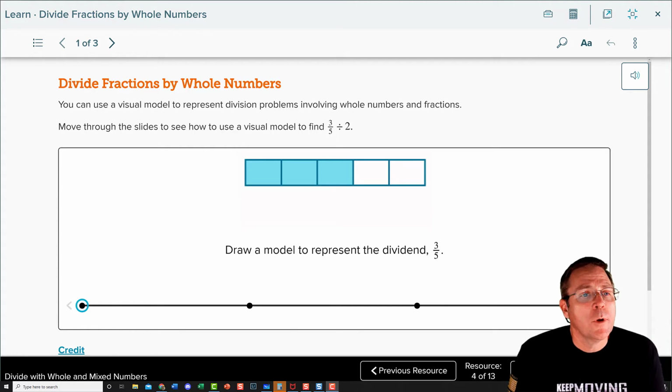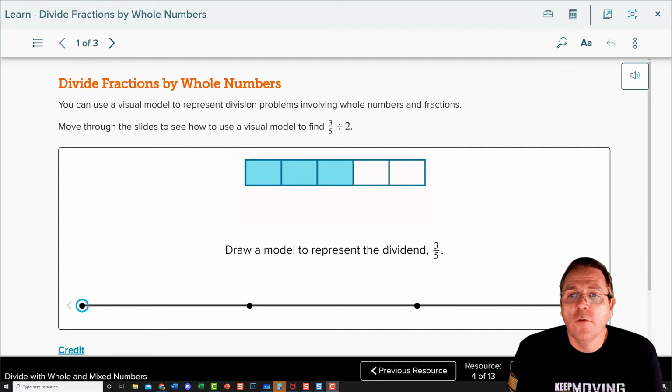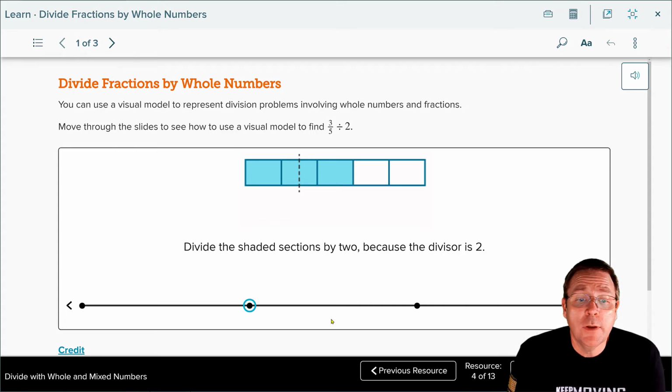So, where were we? You can use a visual model to represent division problems involving whole numbers and fractions. So right here we have 3/5 represented as a fraction bar. The problem says 3/5 divided by 2. So we've got the 3/5 represented as a fraction bar. And now we're going to take that 3/5 and divide the 3 into 2 even pieces. That's what it's asking you to do. When it says divide by 2, that means you're taking that 3 out of the 5 pieces you have and dividing it into 2 even pieces.